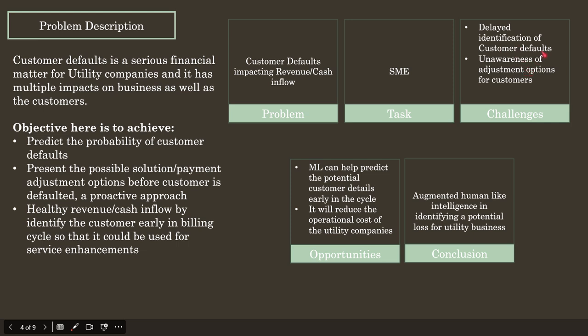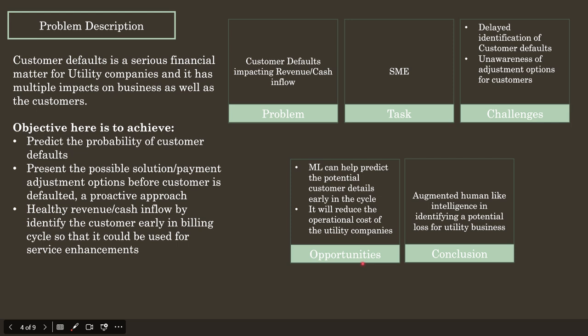The delayed identification of customer default, if we do not have any ML model or anything in place. A utility company will get to know about the customer default very late, when the event has already occurred. And just assume a case where the customer is also not aware that they can opt for a different adjustment option, because of which again it will impact the businesses.